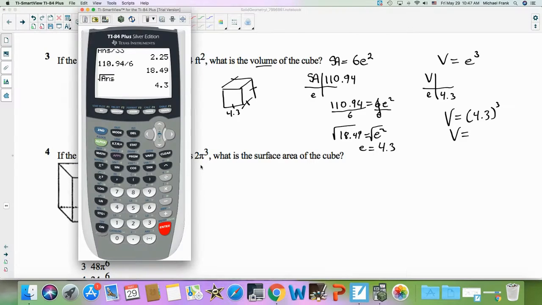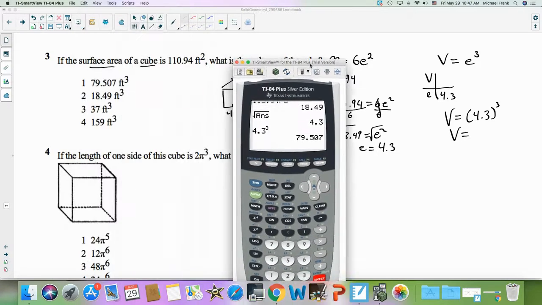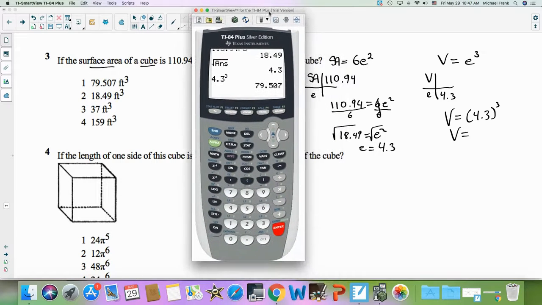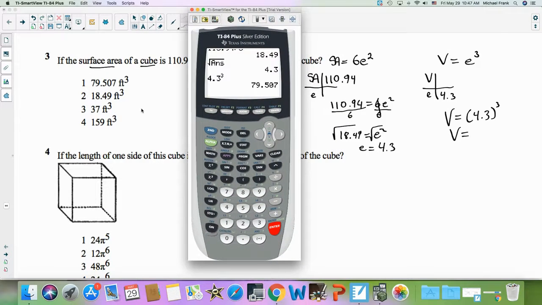I'm going to get 4.3. All I got to do is raise that to a third power. Well, you could just go power 3, enter. And that's going to give me 79.507. Oh, look at that. That's an exact answer right there.